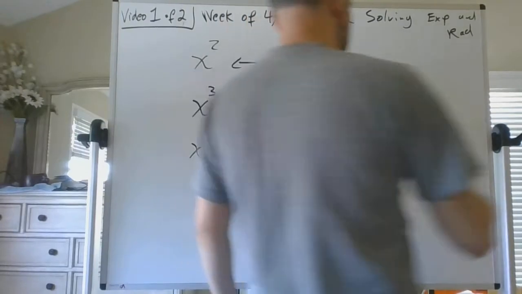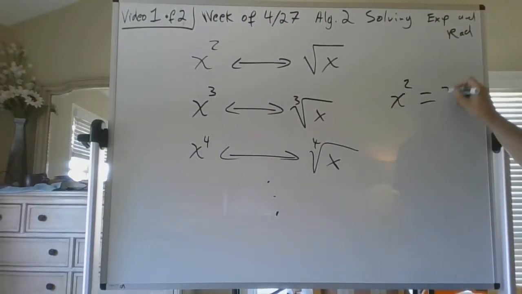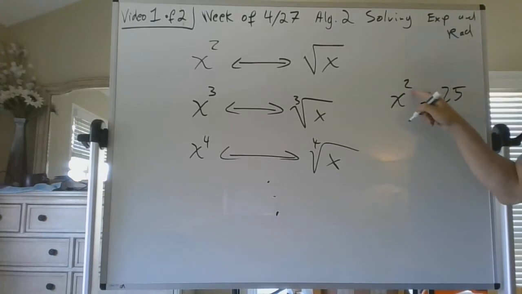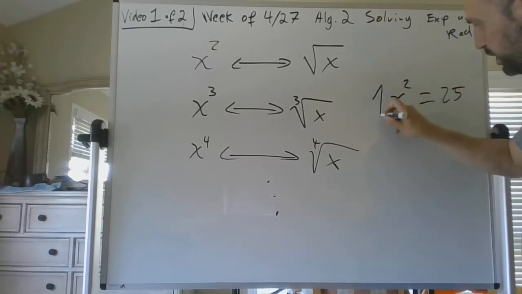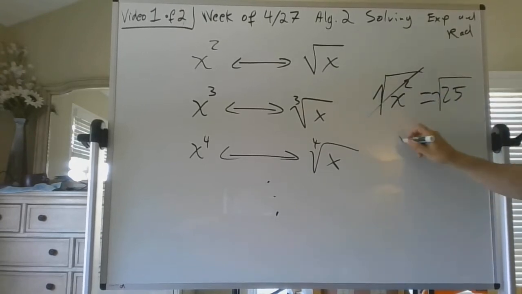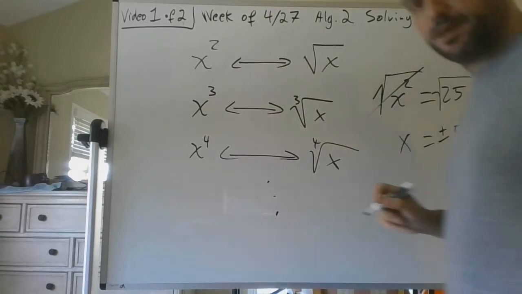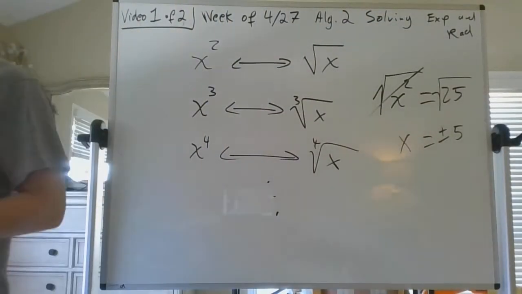So if I'm solving something, for example, x squared equals 25, and I want to get rid of that square, well, simple. I just square root to get rid of that. What I do to one side, I do to the other. x equals, in this case, plus or minus 5. Just keep that in mind as we're doing this.